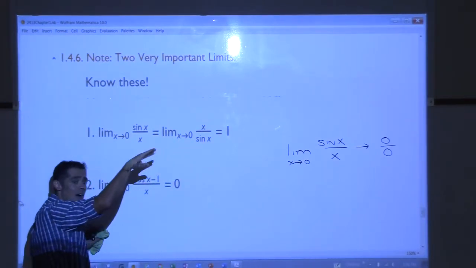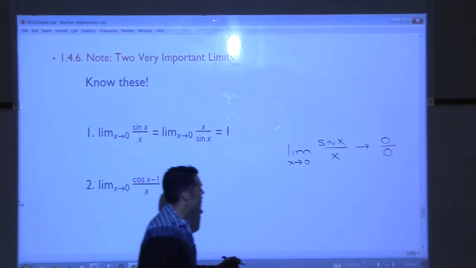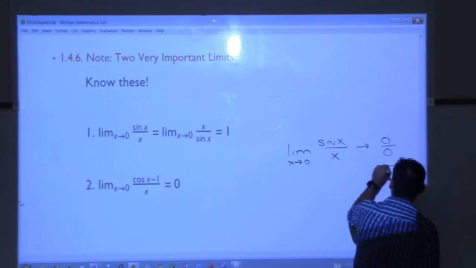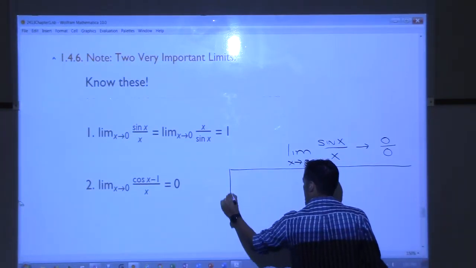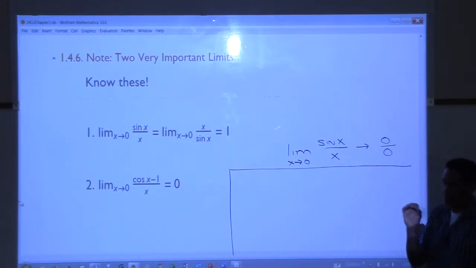So if the x is on top and the sine x is on the bottom, you still get 1. All right? Now let me show you the way that I want you to learn this limit. This is the way it appears in the book. All right? But here's the way I would like for you to think of this limit.